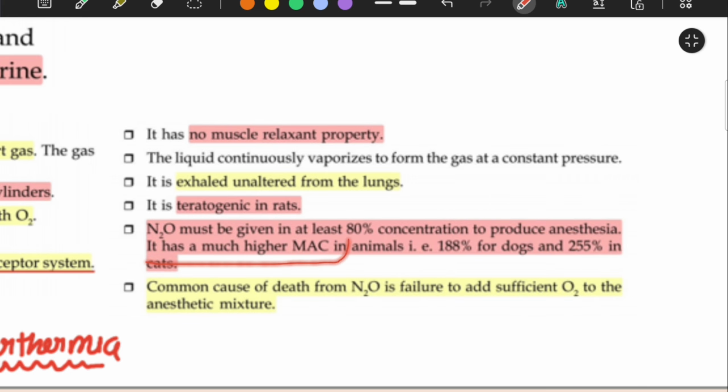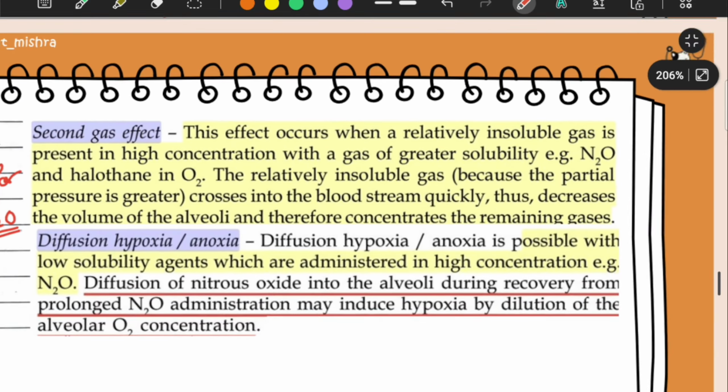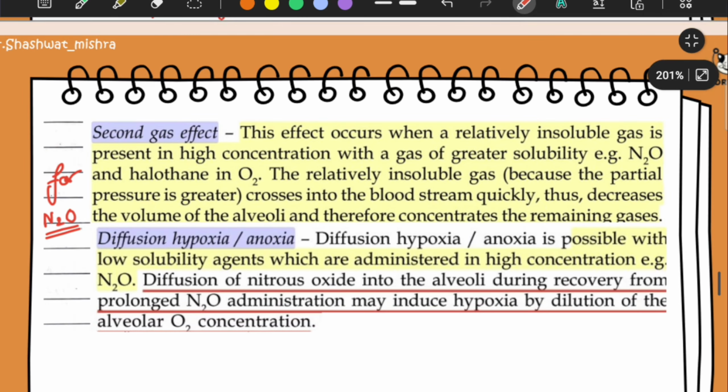It has a much higher MAC value, which you should remember: in dogs it is 188 and in cats it is 255. Just remember, it is important. For halothane, isoflurane, methoxyflurane, and N2O, remember the MAC values of these. The common cause of death due to N2O is the failure to add sufficient oxygen in the anesthetic mixture.